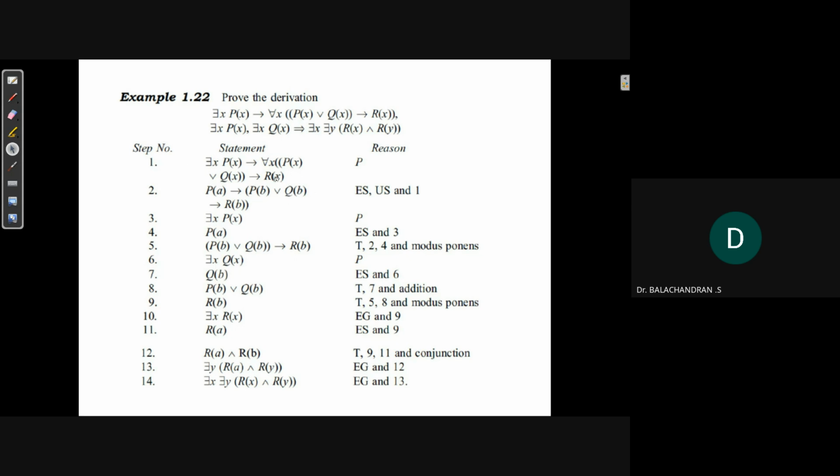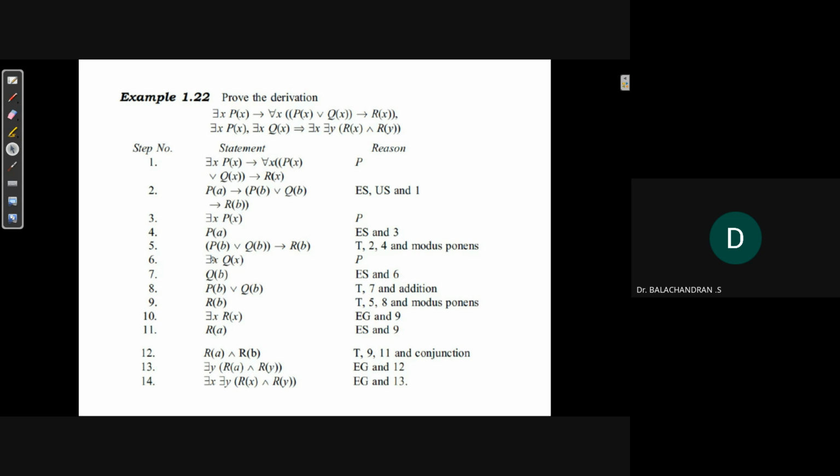For every you are using. Okay, so it is better to use there exists X, Q of X before this premises. Then you can write Q of B. After that you can write this one, and then you can write this rule. Use rule what? ES and US. It's my suggestion. Okay, now I got Q of B.